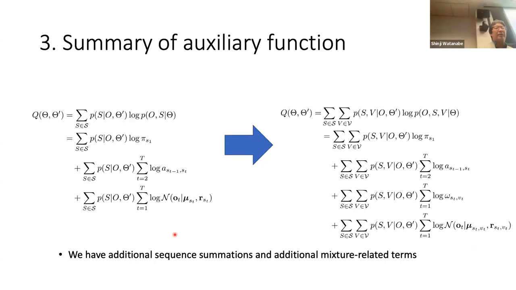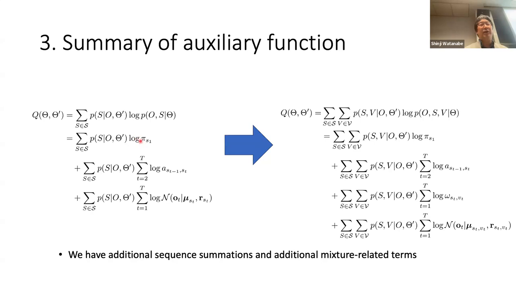And the next part is the auxiliary function. How to make an auxiliary function. We try making the auxiliary function by avoiding the summation over the other state. And in our case, an additional summation over the sequence is introduced, which is the latent variable for the Gaussian mixture component. And compared with the previous single Gaussian case, we actually have additional terms.